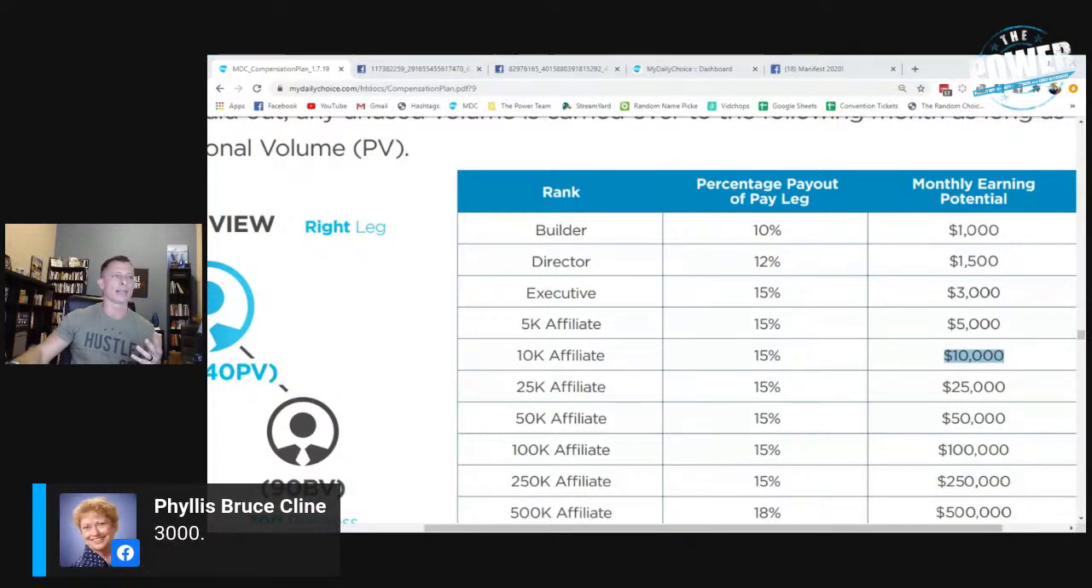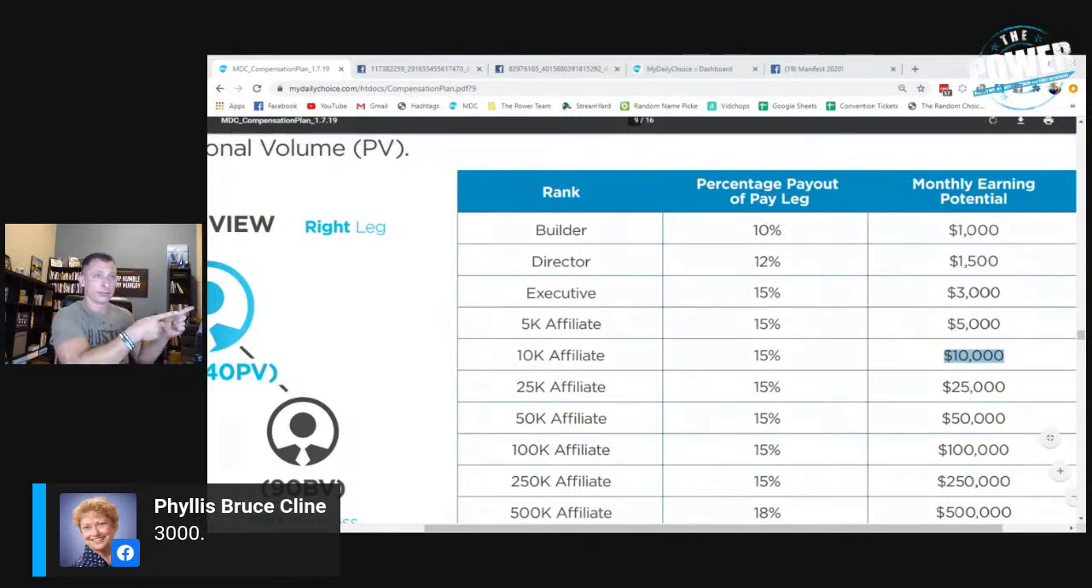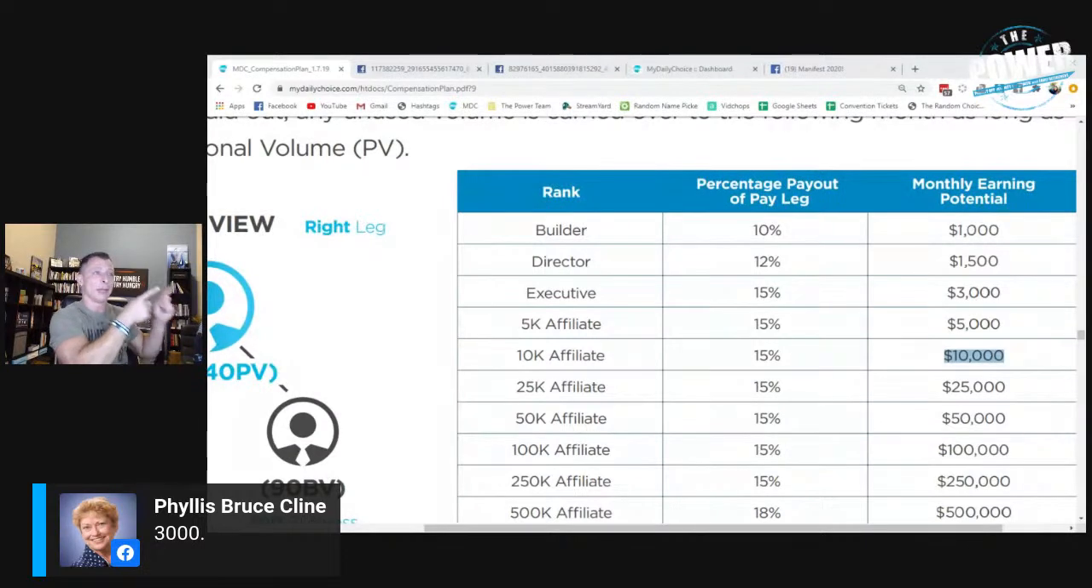Phyllis got it. $3,000 a month. How many people can you enroll and get a check match on? Unlimited. There's no limit. So is there a limit on your check match? No. The only limit is what someone's making on their binary, which you can see here. And that is the maximum that they can make at their rank from the binary. That's the only limit. Whatever they're making in their binary every month is what you get a check match on.